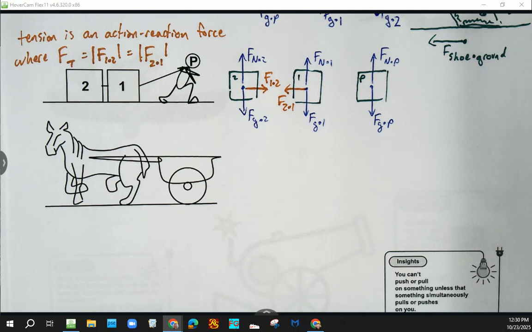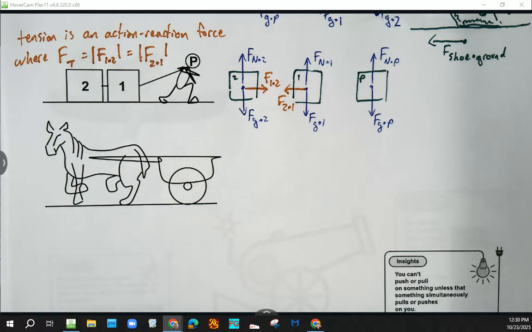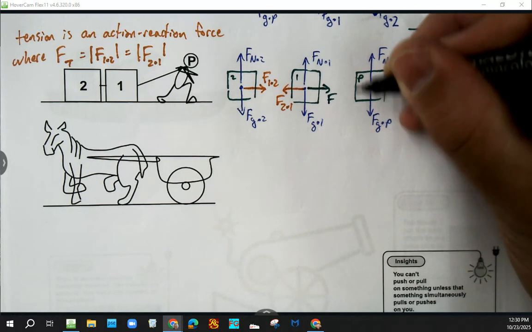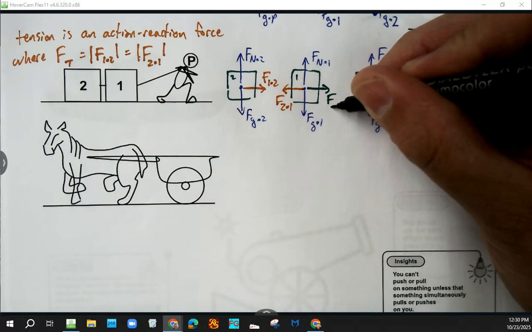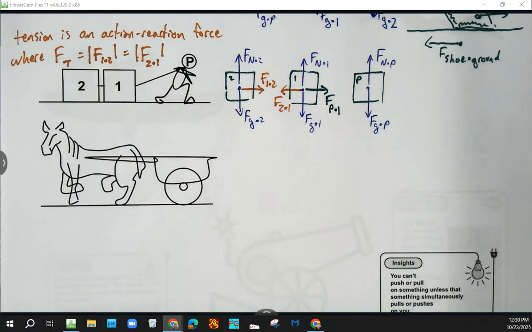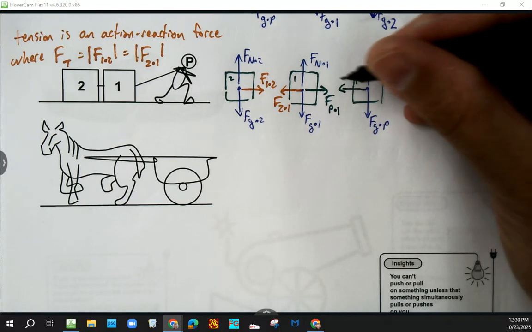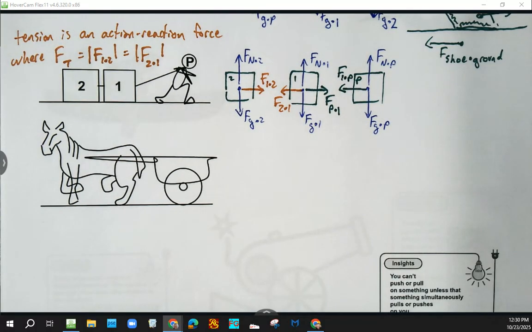And what about this guy here? What could be acting on this guy that I'm missing? Yeah? The person pulling. Person, yeah. The person is actually attached to this one. Would that be F1P? This would be FP1. You got to read it from left to right. Force of the person acting on 1. Okay? Order matters. And if there's a force of person acting on 1, stands to reason that there's a force of 1 pulling back on the person. And anyone who's pulled a little red wagon knows that this is true.